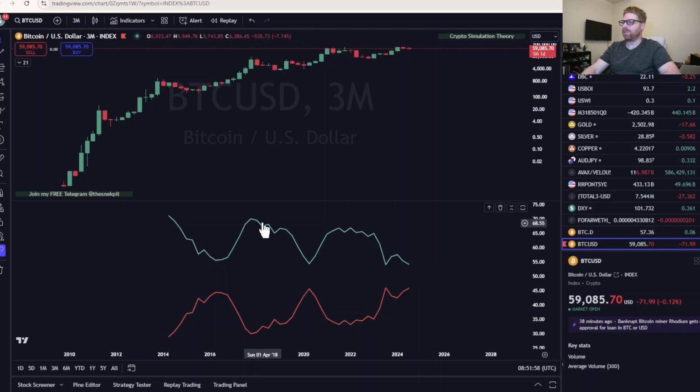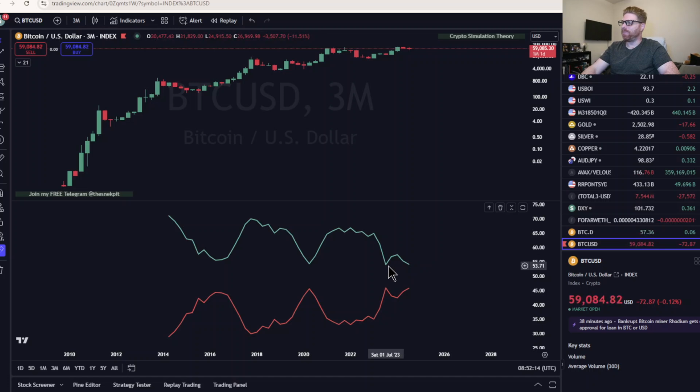Over time, you'll notice that the green sentiment oscillator is starting to approach the red one. These are inverses of each other. And we also have the red one kind of coming up as well. So this is actually a bearish convergence that's happening here.